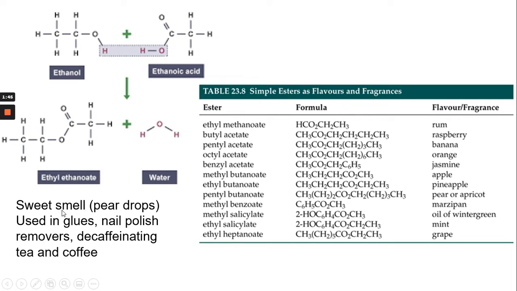Ethyl ethanoate smells of sweet pear, or it has a sweet smell to it. Some people say it smells like pears. It's used in glue and nail polish removers. It's used to decaffeinate teas and coffees. And then here's a list of other esters and their fragrances. Hopefully after winter break, we will be looking at some of these in class.